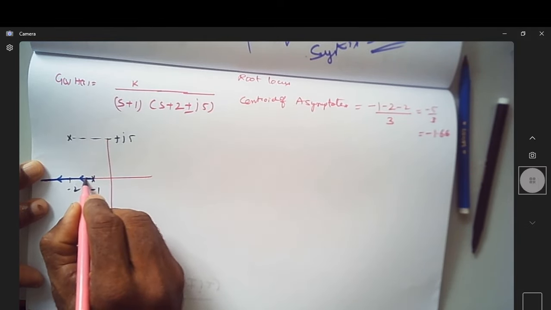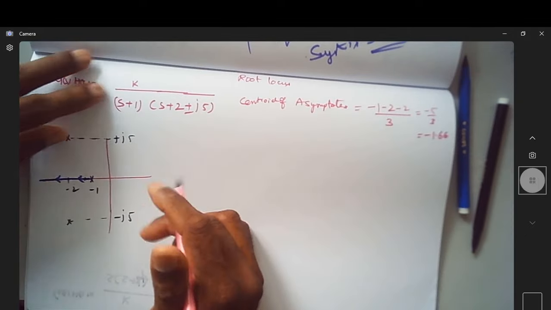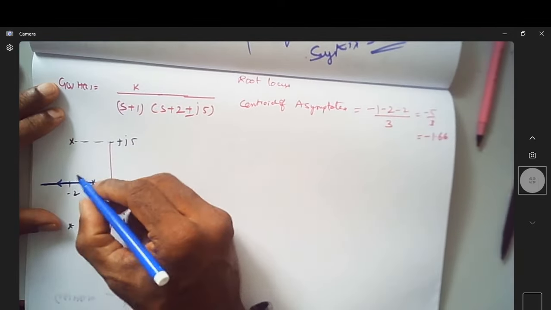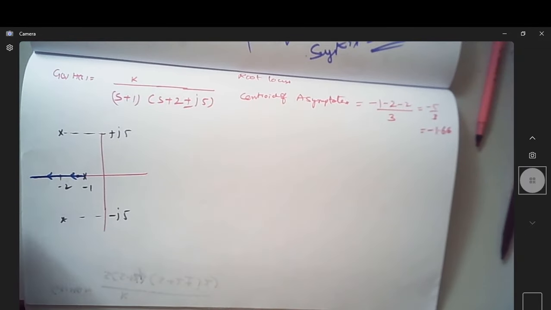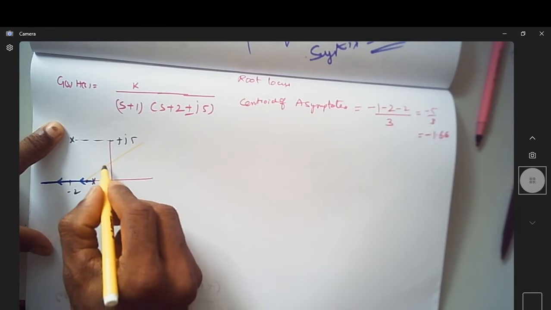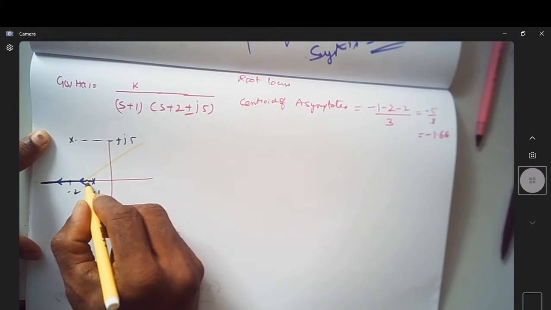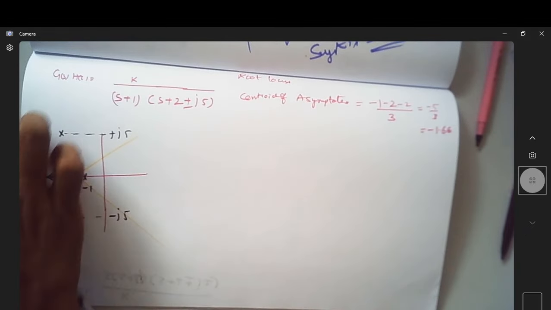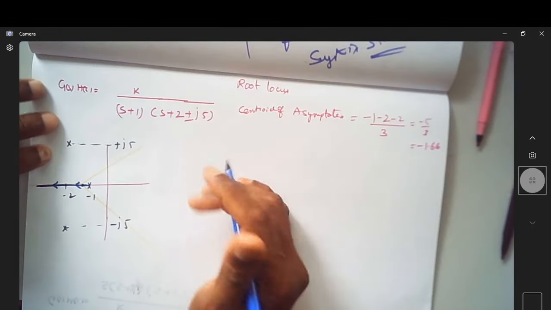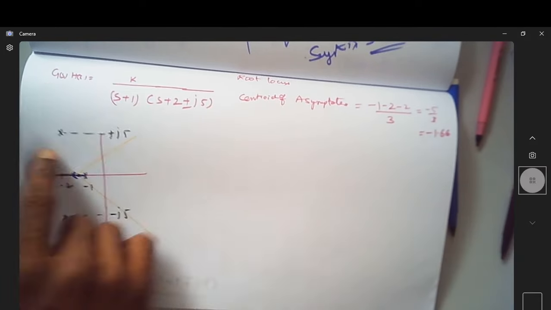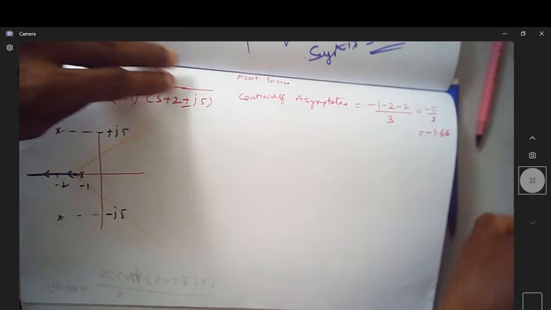So this is the centroid, and we know the angles are 60 degree. Let me write very light lines, so maybe with the yellow color. So this is 60 degree, this is 180 degree, this is 300 degree. So these are my asymptotes. Let us find the angle of departure for this. Because we have a complex pole, we need to find the angle of departure.